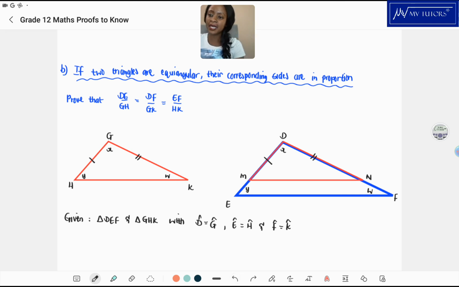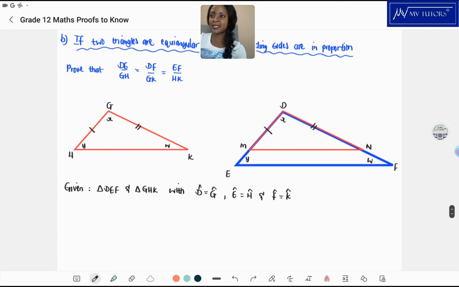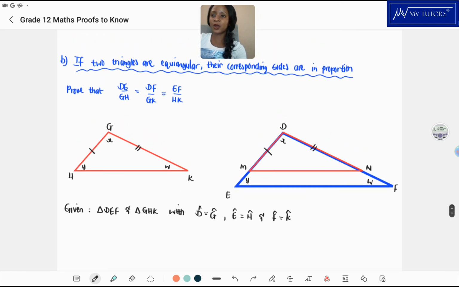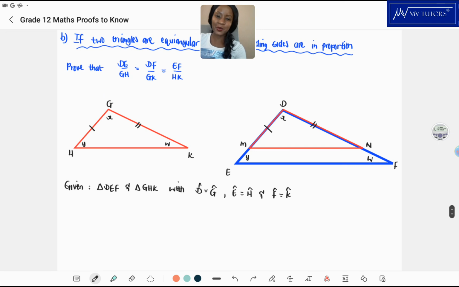And what has been given? It has been given that triangle DEF and triangle GHK has been given with D being equal to G. So I've placed there an X to show that the angles are the same. E is equal to H. I've placed a Y there to show that the angles are the same. And then F is equal to K, which I've placed W there as the angle. Okay, so let us see how we are going to solve this one and prove that the corresponding sides are actually in proportion.